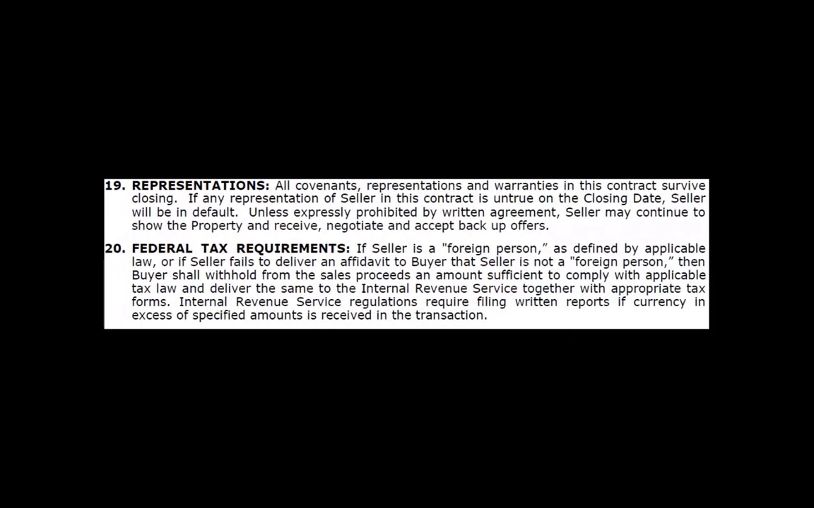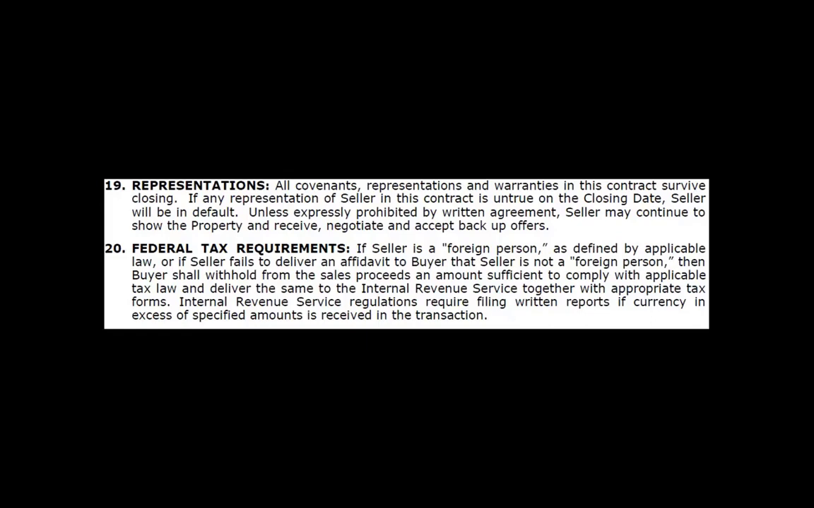Paragraph 19, representations. This is just saying that if the seller represents the property or something being a certain way, that even after closing, they can be held liable for whatever they said. Those representations survive past closing. And then it also says that the seller may continue to show the property and receive and negotiate backup offers. So if your buyer's under contract and they just see people coming in and out all day long, that's perfectly well within the seller's right to keep showing that property.